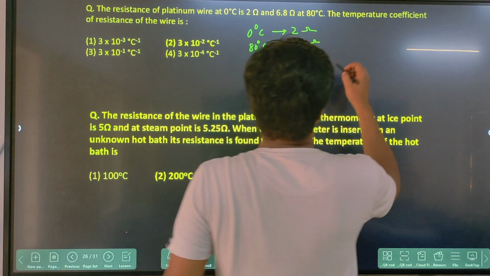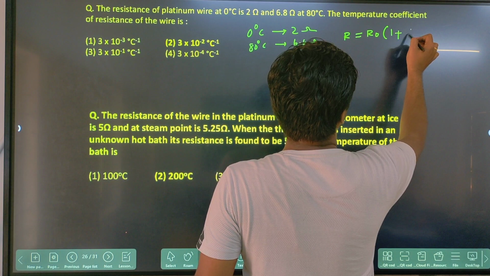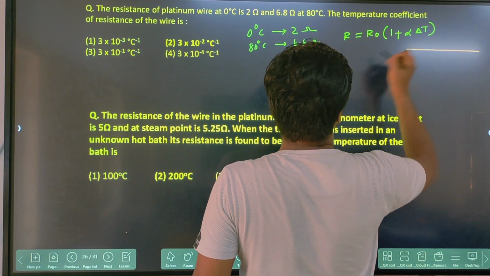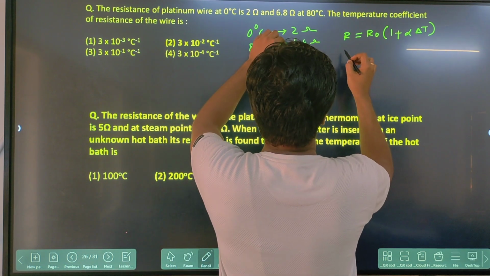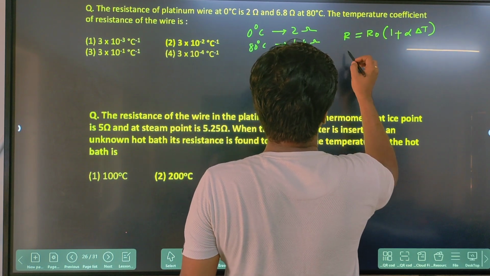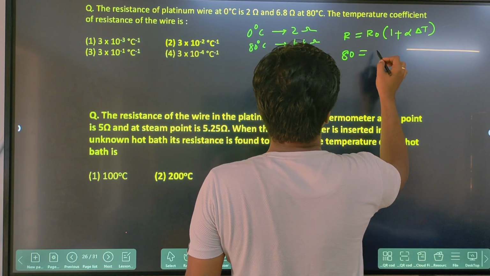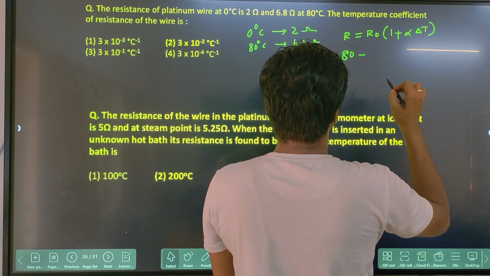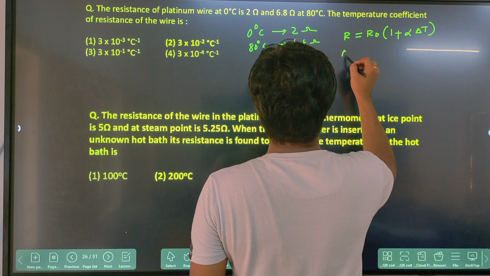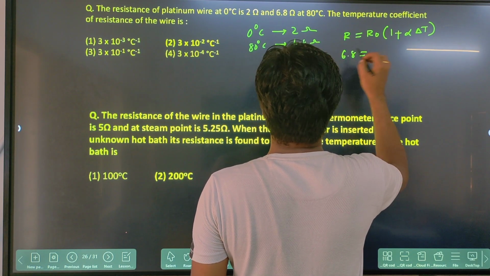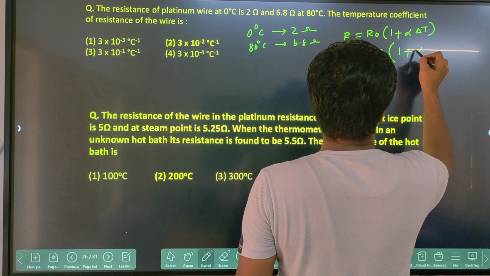So you know that R equals R naught into 1 plus alpha delta T. Let's take 0 as your T naught. R is the resistance at 80 degrees Celsius, so I can write... Sorry, this is not 80, this is 6.8. So 6.8 ohm is equal to R naught, which is your 2 ohm, into 1 plus alpha.